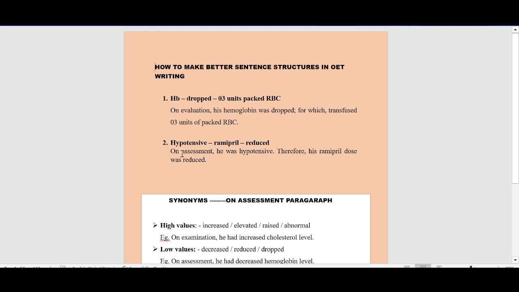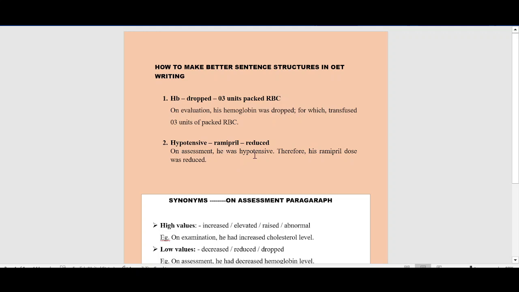So in my letter writing, how I need to mention it is: on assessment he was hypotensive, full stop, therefore, comma. Okay, there is no semicolon. In case you are writing in the middle of a sentence, then there should be the semicolon. Since you are not continuing, instead you are putting the full stop, therefore, comma, his ramipril dose was reduced. Just the "was", therefore, and then on assessment, and then gender, then just.